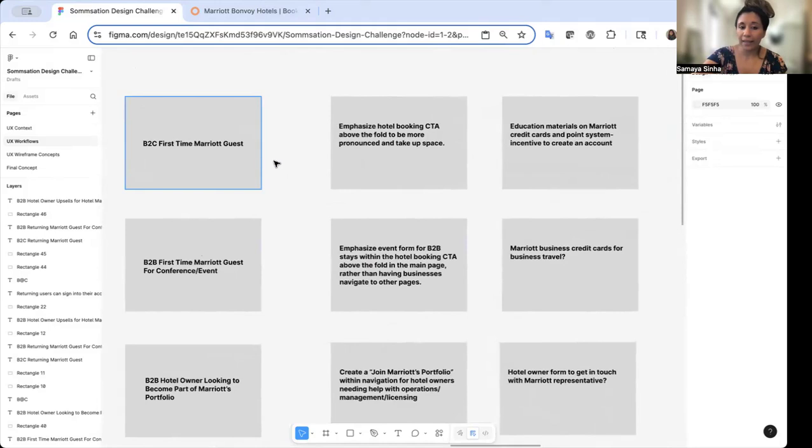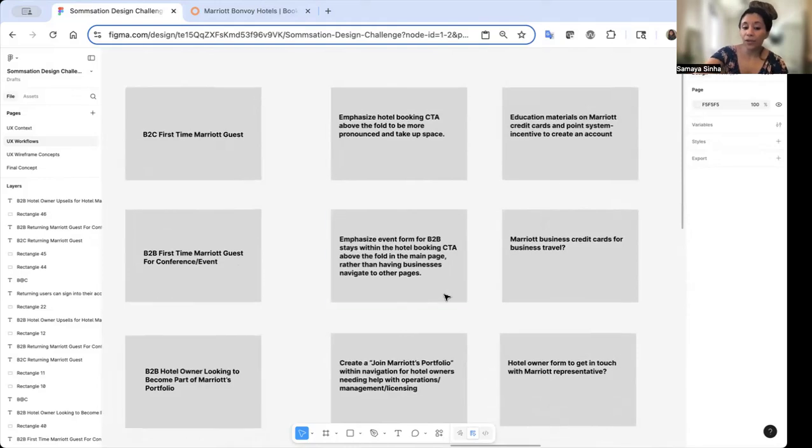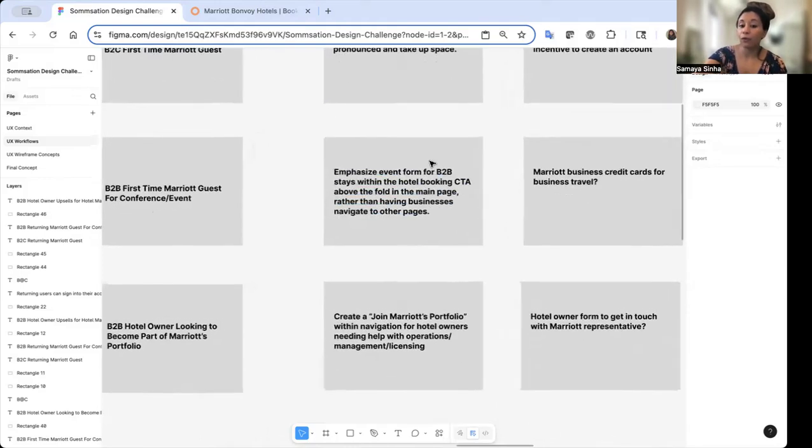So for the B2C use case, I wanted to emphasize hotel booking call to actions above the fold to be more pronounced and take up more space. I wanted to showcase education materials on Marriott's credit cards and point system and how to create an account with them. For B2B users, I wanted to emphasize the event form right on the front page and the home page, and really make it easy for folks to book large group travel as well.